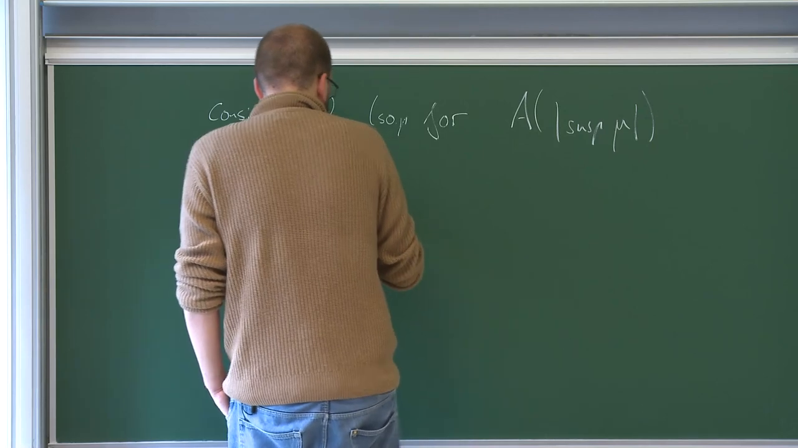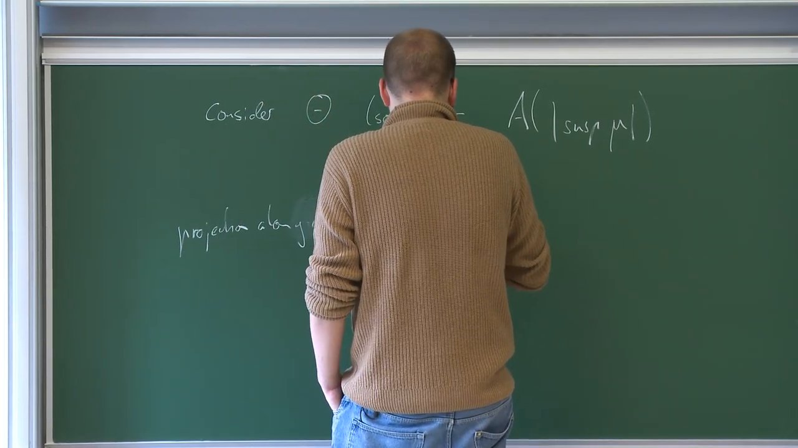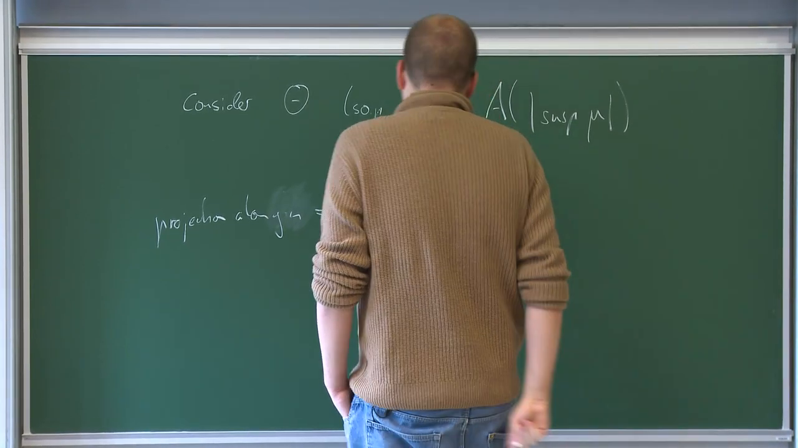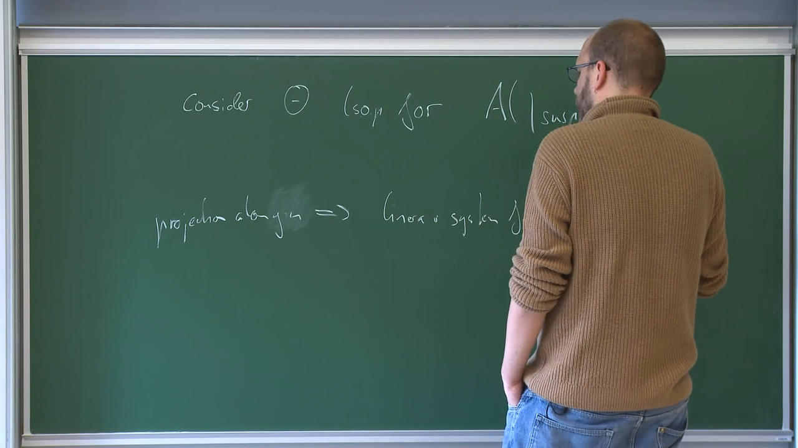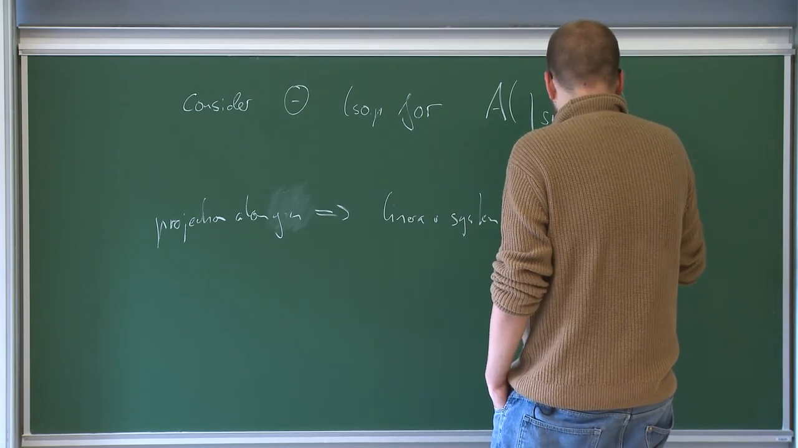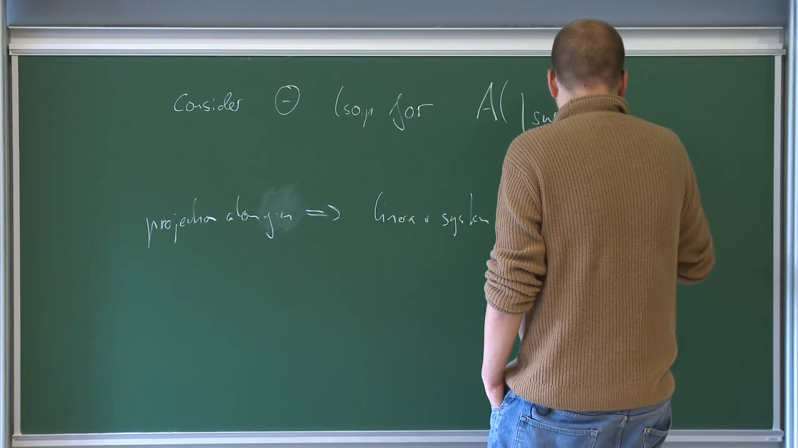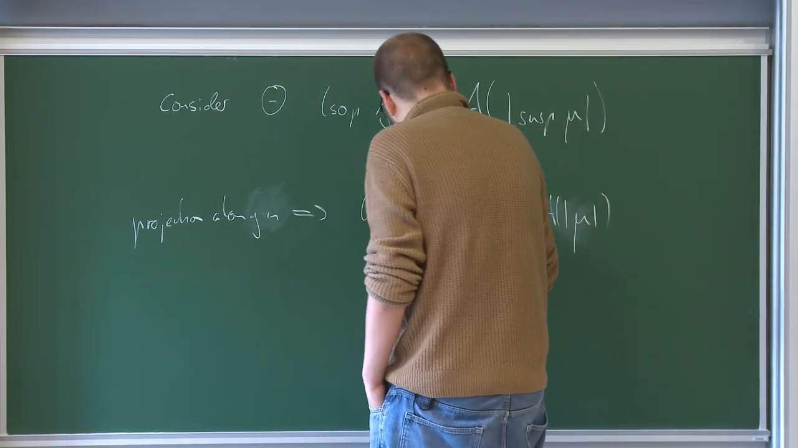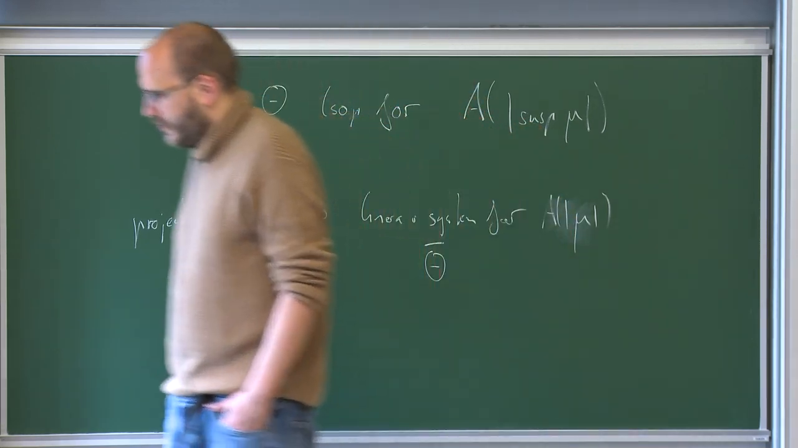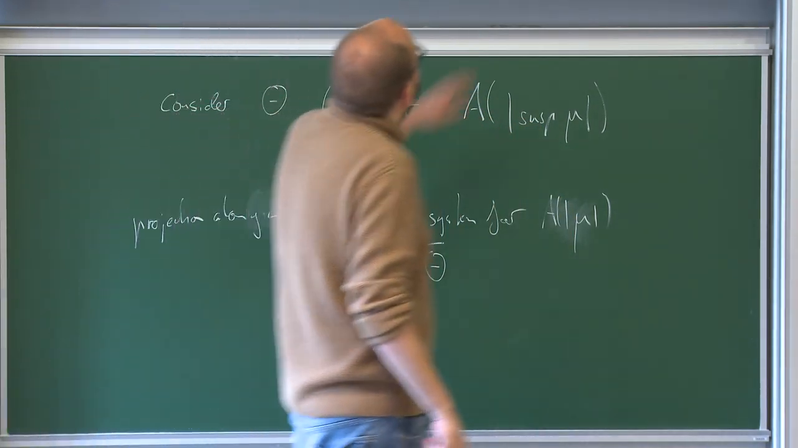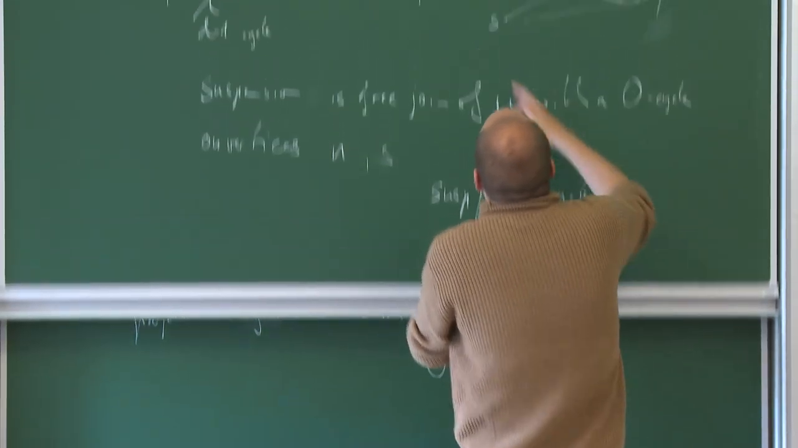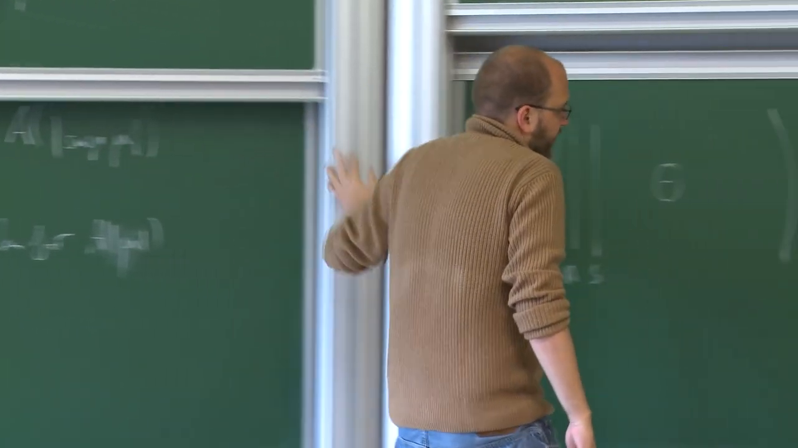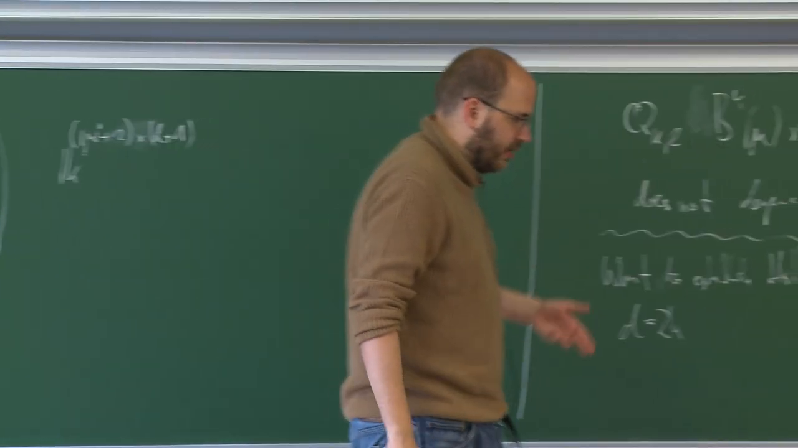And results in a linear system for the suspension. For A of mu itself. And this linear system I will call theta bar. Right? I can think of n as actually being a basis vector in the last coordinate direction.